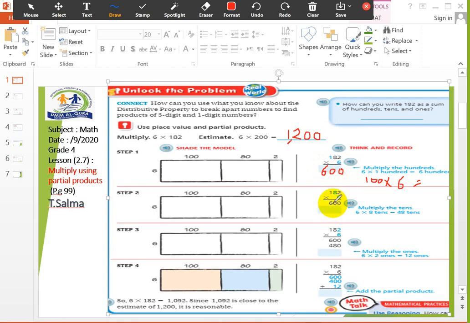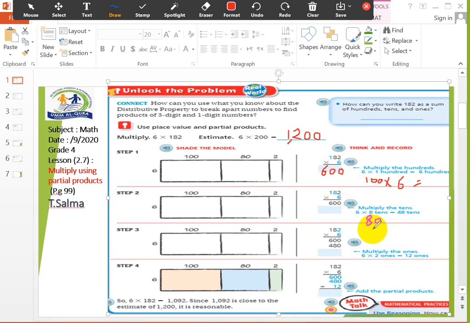Now, what about the number in the tens digit? After that, I have to multiply the 6 with 8 tens. 8 tens means what? I have to find the value of this 8. The value of 8 in the tens digit equals 8 multiply 10. That means it will be 80.